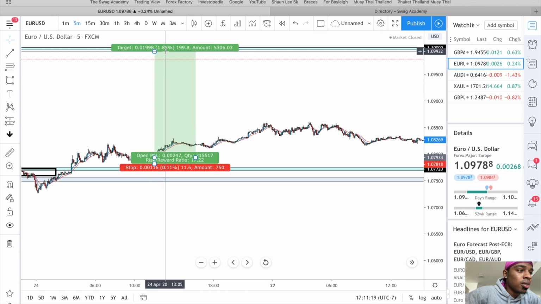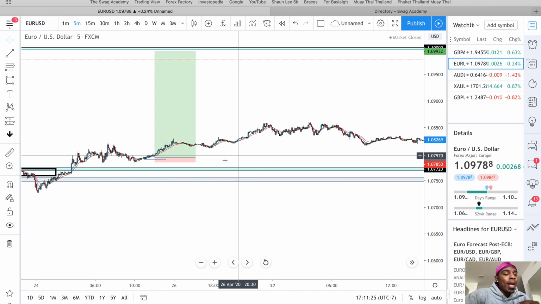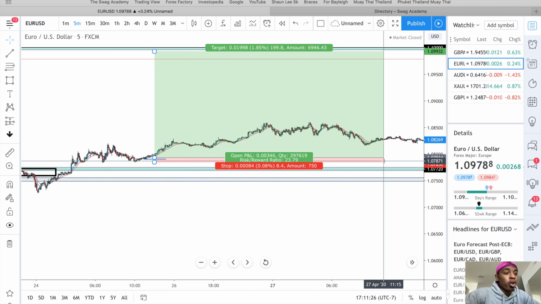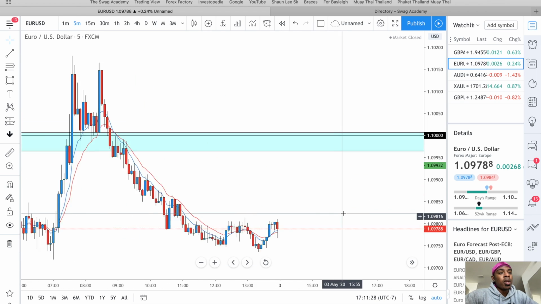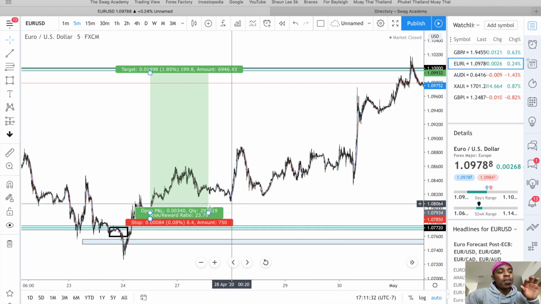At least 1 to 17. Obviously, we know it was probably 1 to 23 or something like that with our actual stop loss originally, before price told me it was too tight. But that's what we're looking for. We're looking for these sniper entries on a 5-minute time frame.